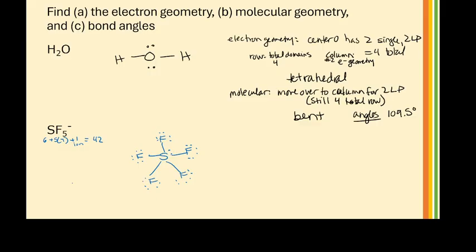Let me double check that. Sometimes with that, I'll use a laser pointer or a highlighter and double check when I'm counting to make sure I'm counting uniquely. 2, 4, 6, 8, 10, 12, 14, 16, 18, 20, 22, 24, 26, 28, 30, 32, 34, 36, 38, 40, and then 42. Yes, I've got the right total.